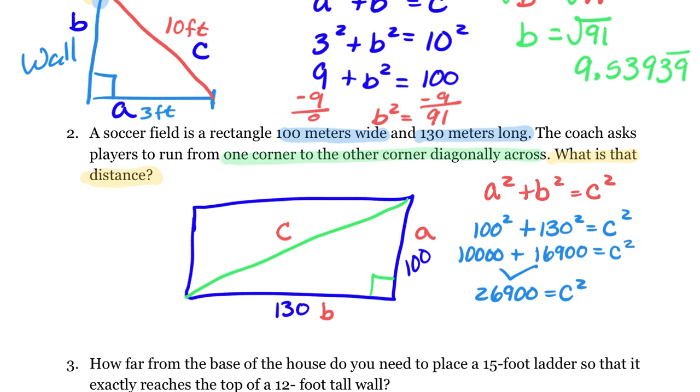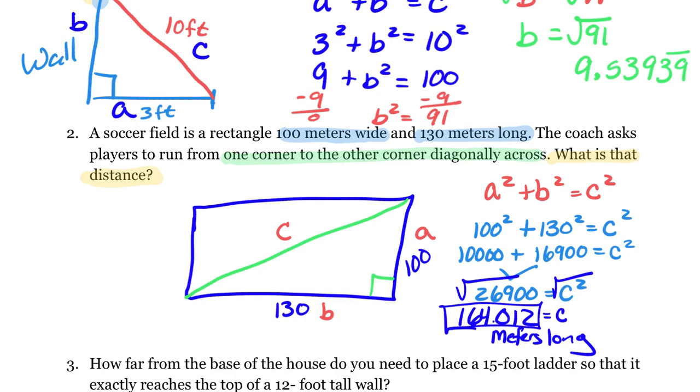However, I don't want C squared, I just want C. So in order to get rid of C squared, I need to square root both sides. That'll leave me just C here and the square root of 26,900. Once I put it into the calculator, it gives me 164.012, and these are meters long, so meters long. And that is the distance of C.